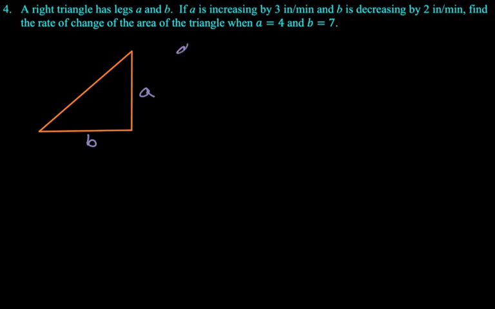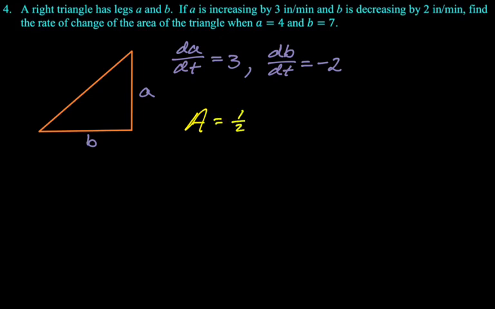The problem tells us that A is increasing, so dA/dt is positive 3. And B is decreasing, so dB/dt is negative 2. Now usually it's the Pythagorean theorem, but here we're talking about area, so we'll write down the area function. Area is 1/2 A times B. I'm using capital A for area and lowercase a for the side. Is that dangerous? Not in this problem, but it's not a great idea.